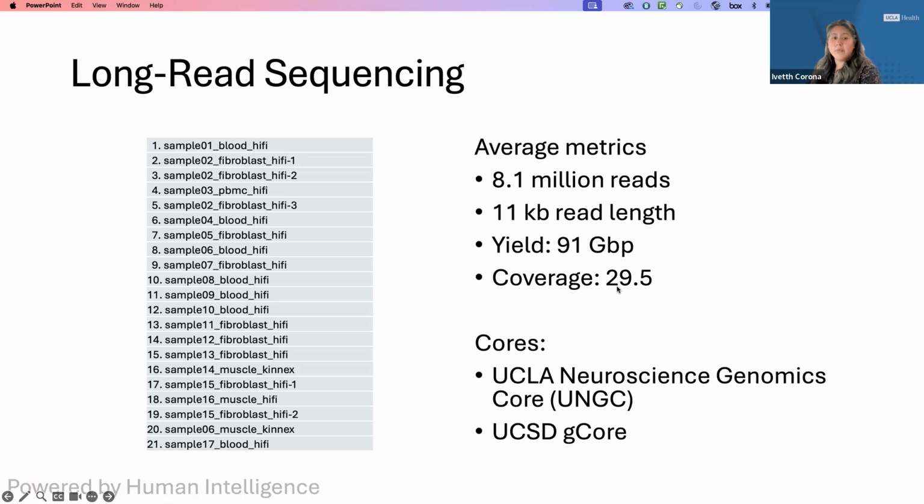This is an improvement of this specific technology from PacBio. I was not involved in our lab's past project at that time, I was not yet in the UDN, so I believe that they had lower yield and lower coverage using this technology. Right now it's an improvement, and I think this is very good for what we do, diagnostics of rare diseases. We use two different cores: the UCLA Neuroscience Genomics Core, which provides long read sequencing services with PacBio, and also the UCSD core.